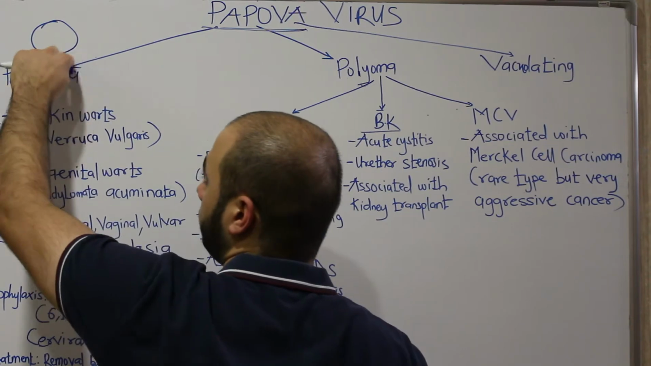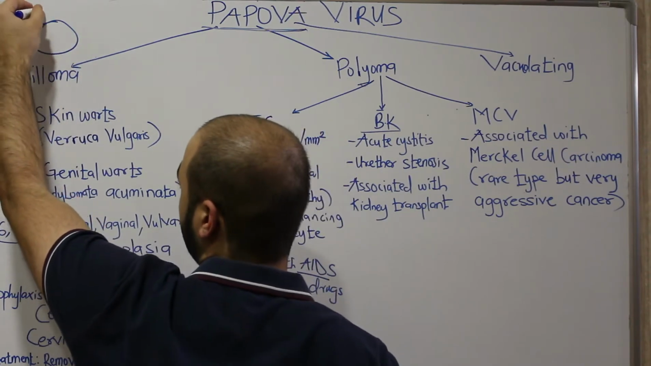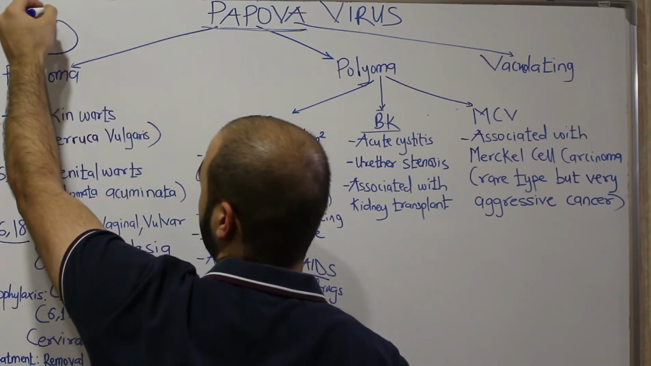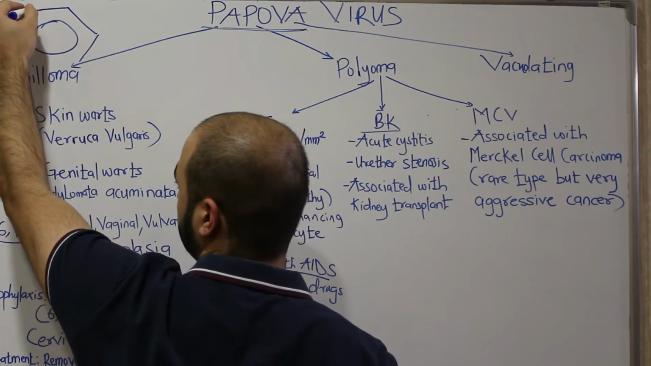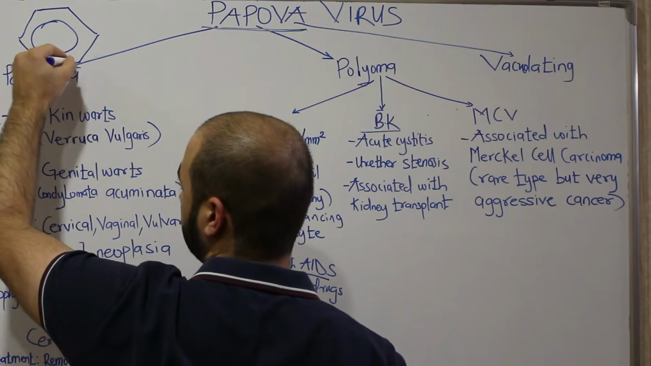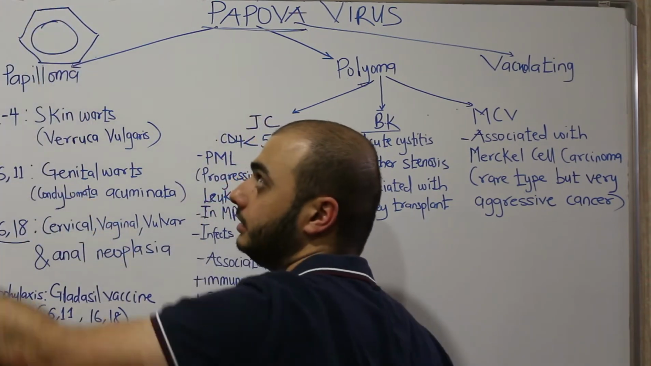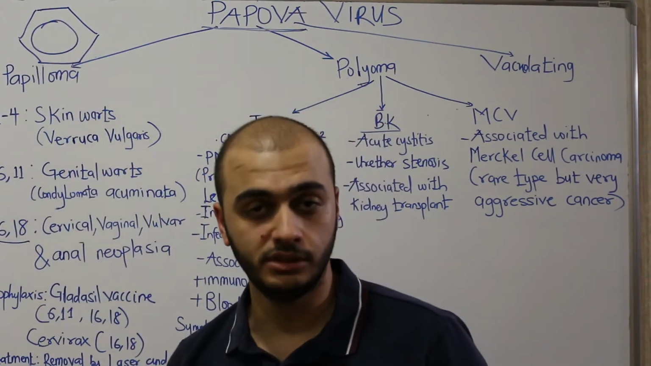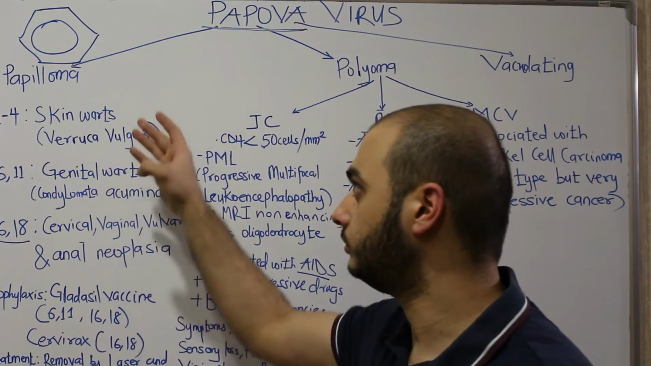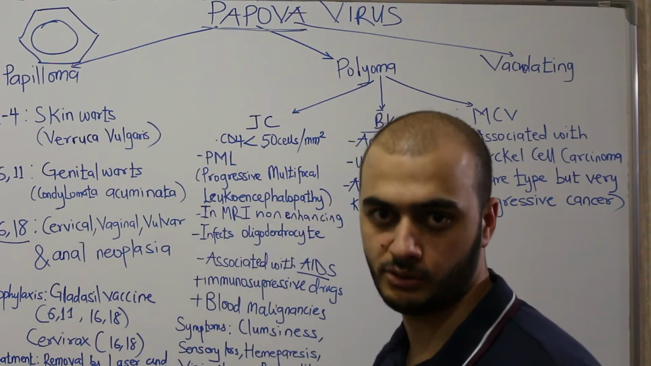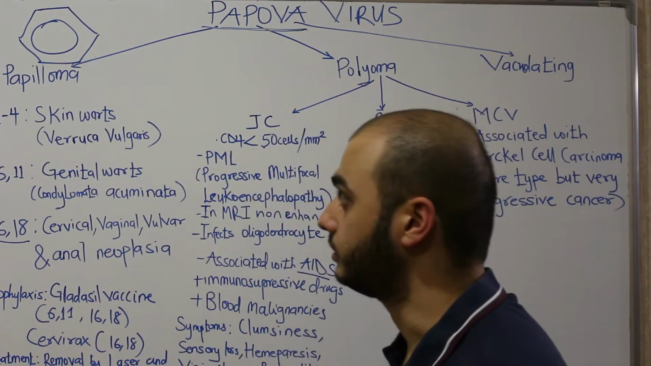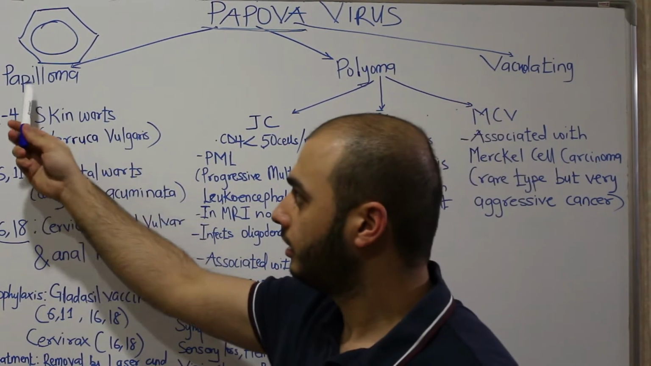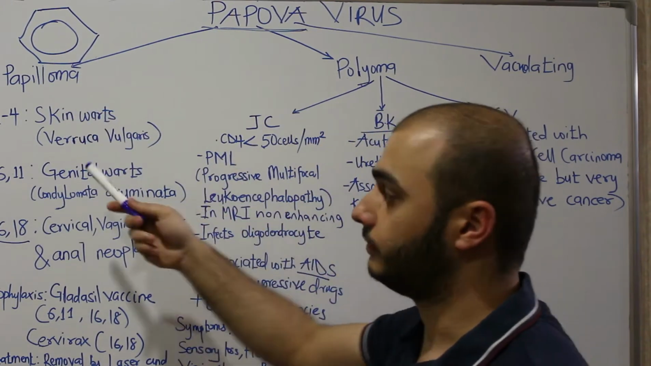So if you want to draw the typical shape of this family, it will be an icosahedral capsid with circular DNA and without an envelope. If you want more details, go to the first video about DNA, the general explanation about DNA viruses. So this shape is for all these viruses.